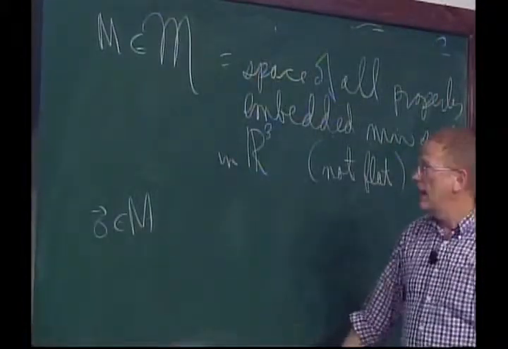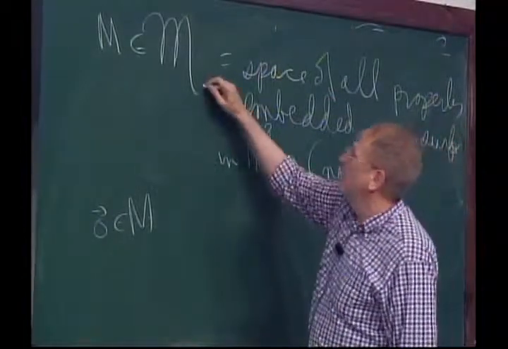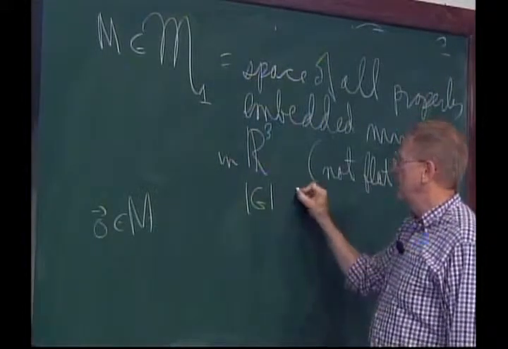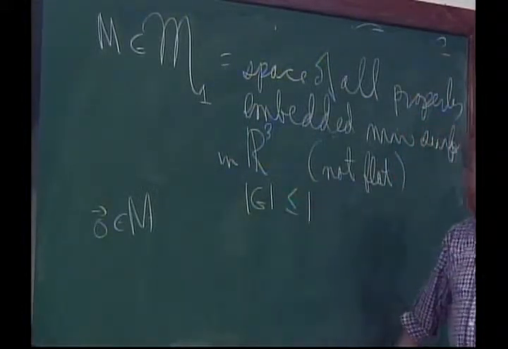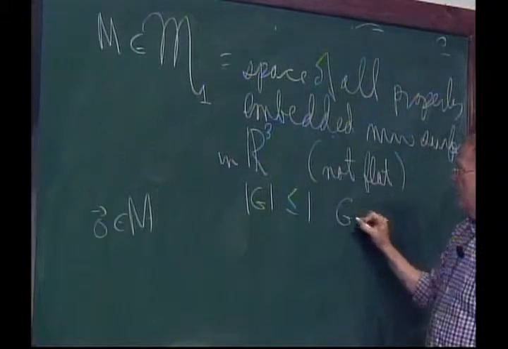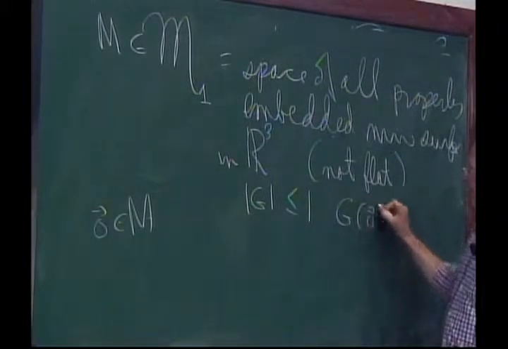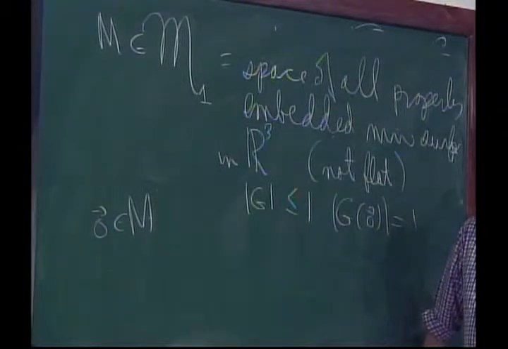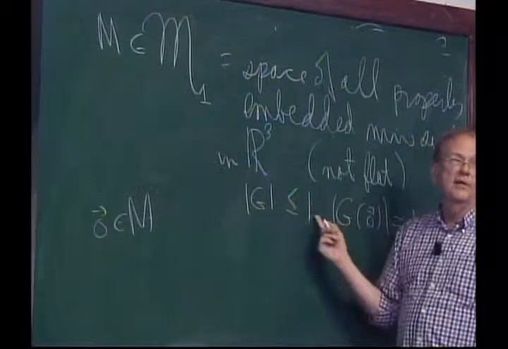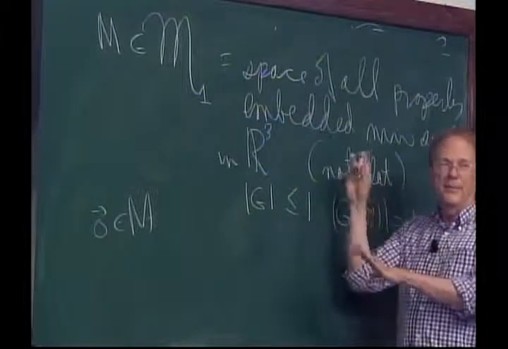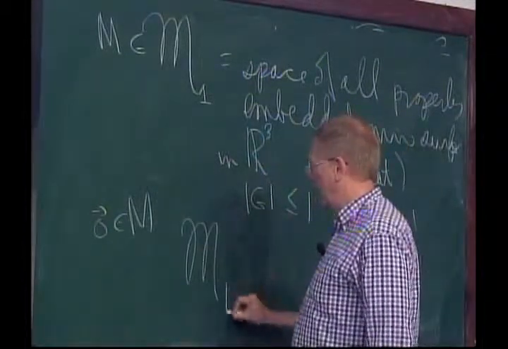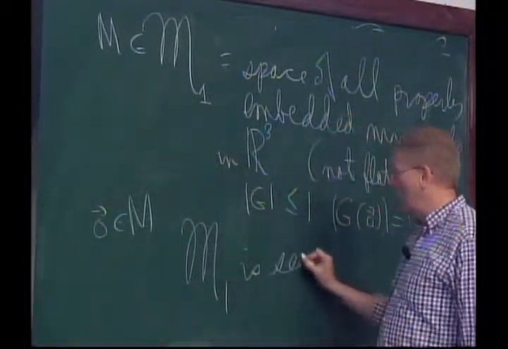I also want a condition on the norm of the Gaussian curvature. Let's assume the absolute value of the Gaussian curvature is always less than or equal to 1, and the Gaussian curvature at the origin is equal to -1. This is just one version of many theorems like this. Then I claim that M is sequentially compact.